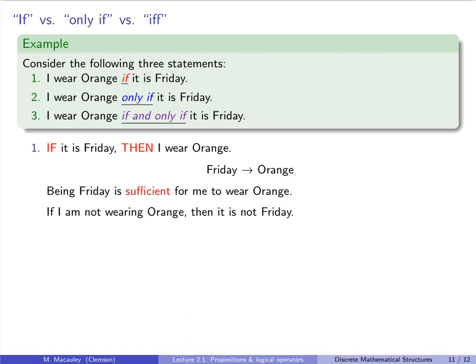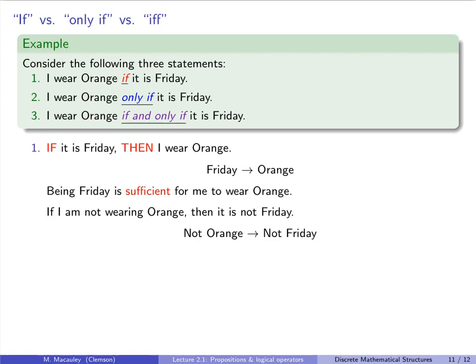Equivalently, if I am not wearing orange, then it is not Friday. That is the contrapositive of this statement. In other words, if I am not wearing orange, that's the negation of the conclusion, then it is not Friday, the negation of the hypothesis of the first statement. So equivalently, not orange implies not Friday.